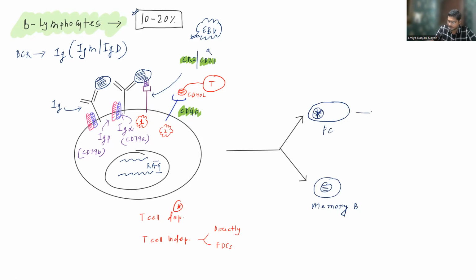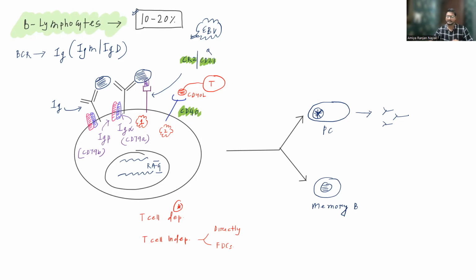And these plasma cells are going to produce the antibodies. These antibodies are directed against that antigen which has activated the B lymphocyte. So now this antibody can go and damage those antigens. So this is about the B cell receptors and the fate of B cells. We'll also discuss in detail the T cell dependent and independent activation in subsequent lectures.